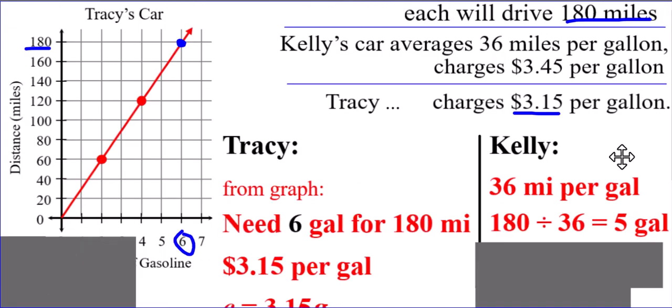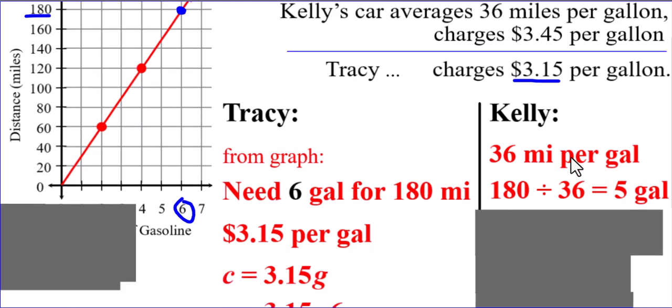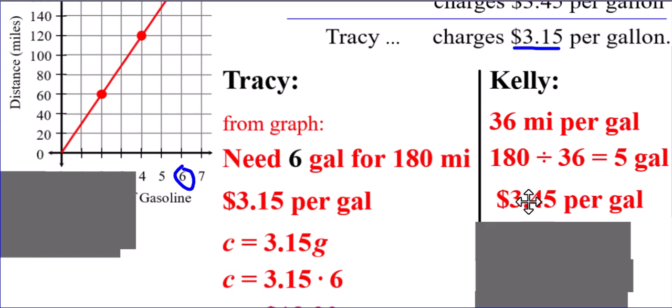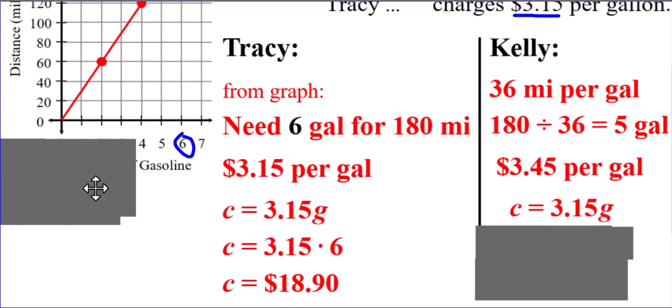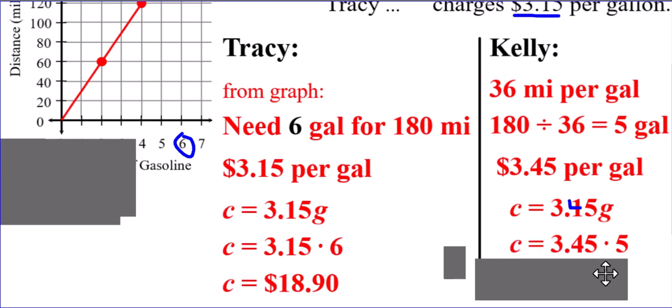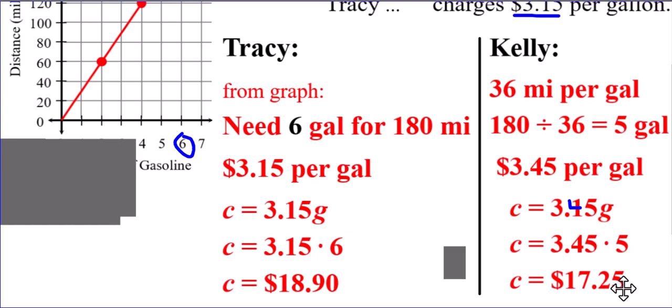36 miles per gallon. I need to know how many gallons she is going to need to get to 180 miles. So here's that very simple work. Take 180, divide it by 36, and you will get 5 gallons of gas that Kelly is going to need. Now, she's charged $3.45 per gallon. Let's go ahead and multiply $3.45 times 5. Did I just put a typo here? Yes, I did. That should be $3.45. Come on, Mr. Underkoffler. All right. Multiply that times 5, and boom, $17.25 is what Kelly is going to be charged.